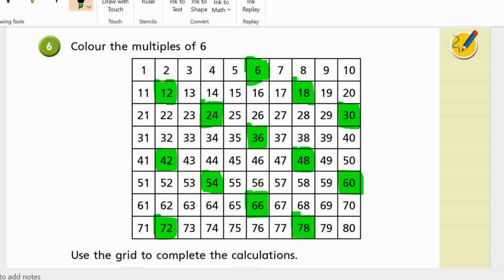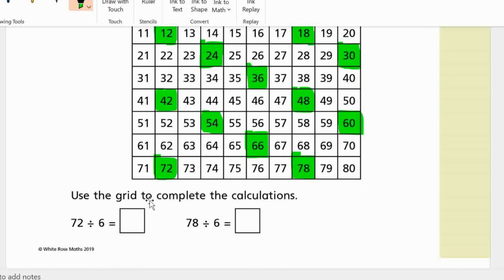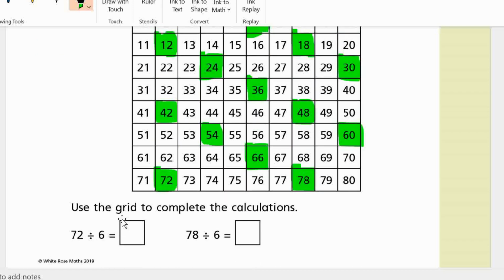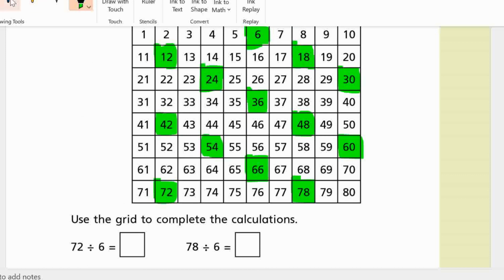Right. Let's continue. So here, use the grid to complete the calculation. 72 divided by 6. What you've got to do is count backwards. So you've got 72. So you're here 1, 2, 3, 4, 5, 6, 7, 8, 9, 10, 11. That doesn't make sense. Okay, so what's 72 divided by 6? Do you know the answer? Yeah, this is 11 times 6. 12, yeah. So it's 12. What's 78 divided by 6? So this one, it must be just one more, right?